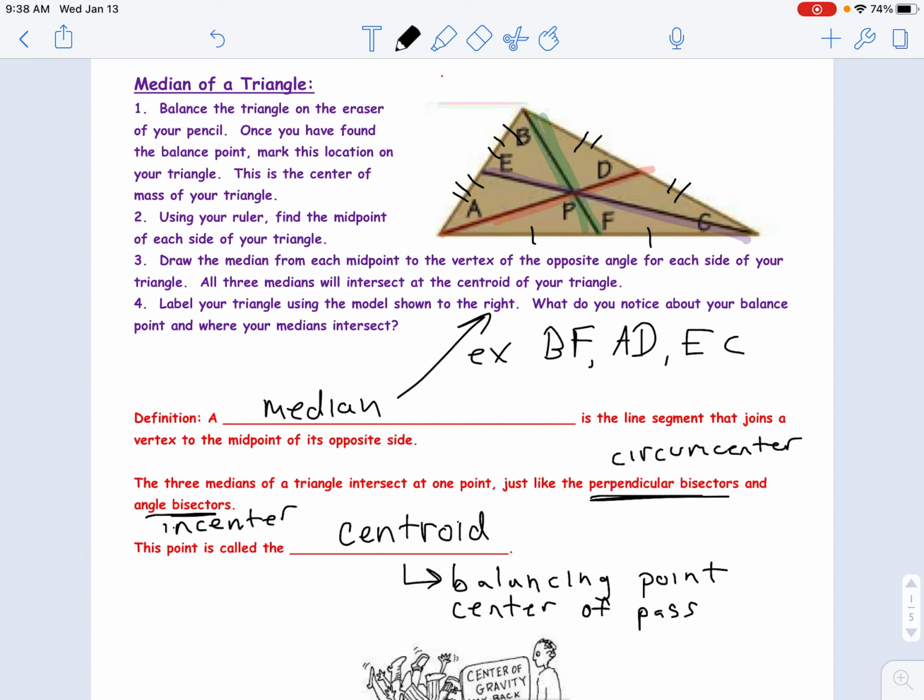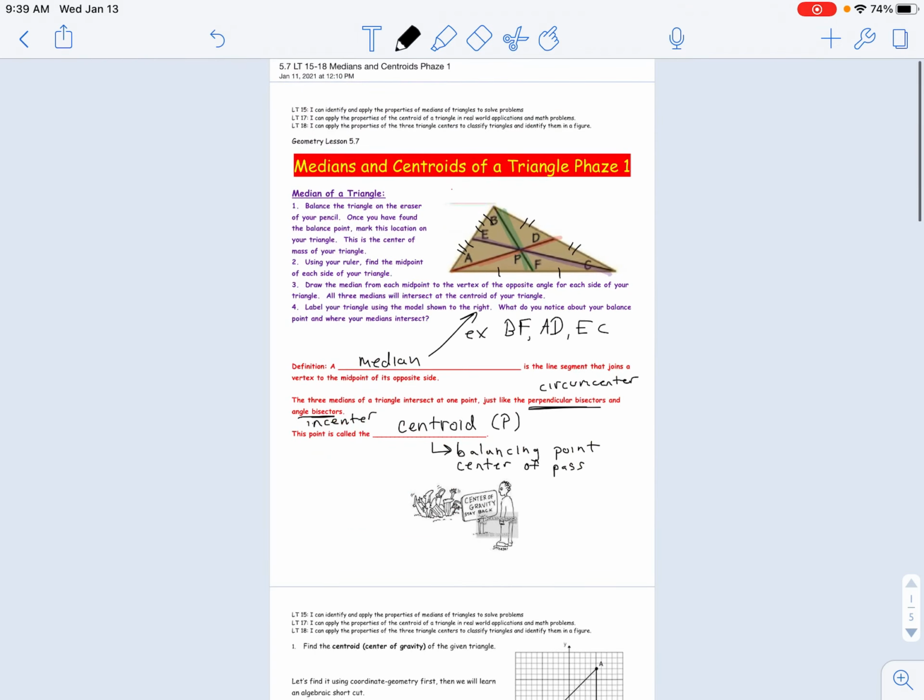And above this is point P. And they like to call it the centroid point P. Why? I'm not really sure, but whenever you see P, that means centroid for reasons.